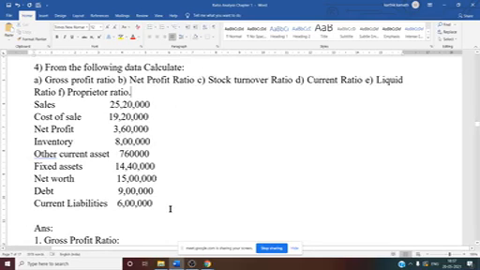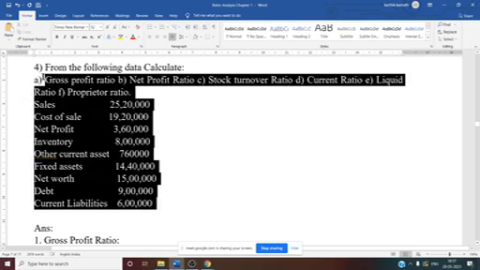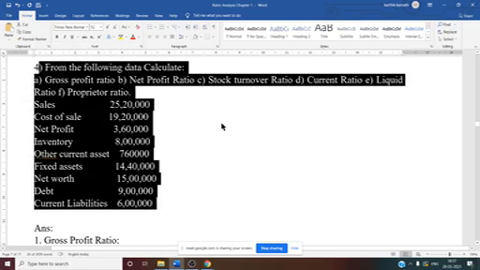So this is 12 mark question. Whenever they ask you 6 items to calculate, it is a 12 mark question. If it is 3 items, it is 6 mark question. And for 24 marks, sometimes they ask you all the 12 ratios. Very rare. That is 24 mark question.